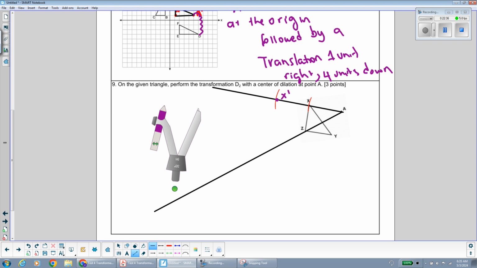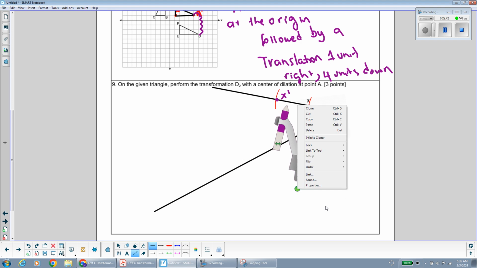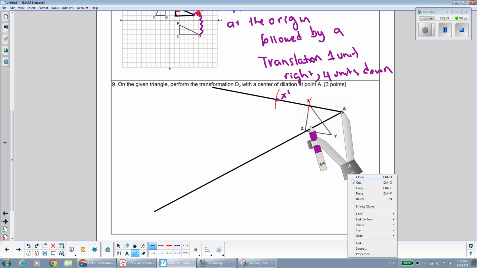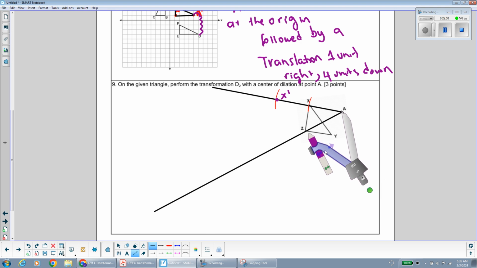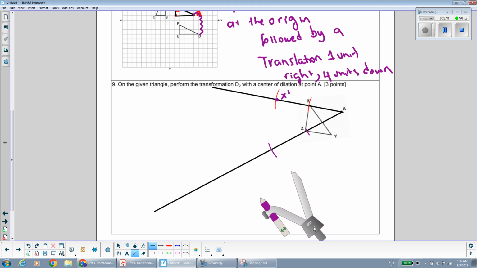Same exact process. Let me grab my compass. I'm going to put it back on the center of dilation, and I'm going to match up as best as I can to point Z. And then I'm just going to double that distance. And that's our point Z prime.